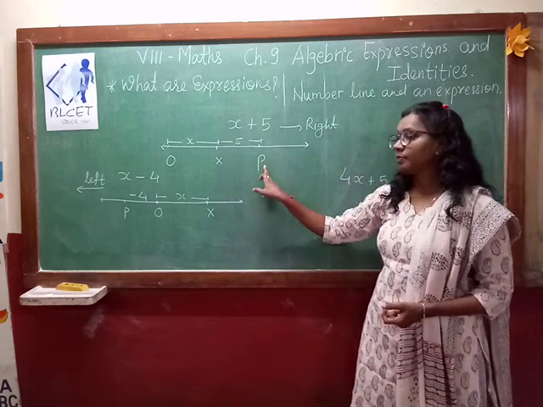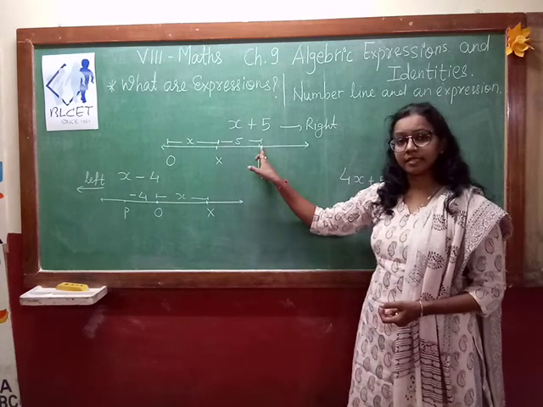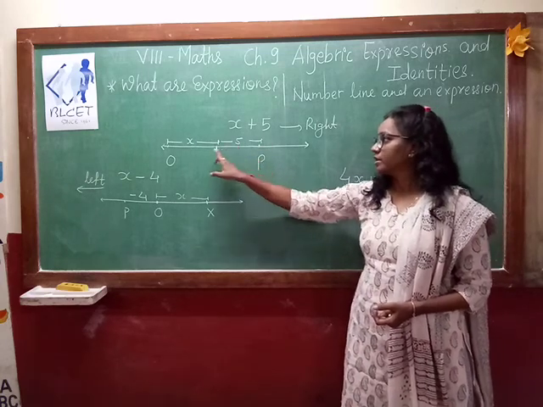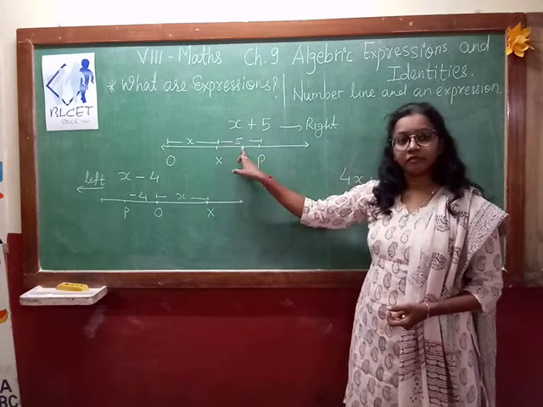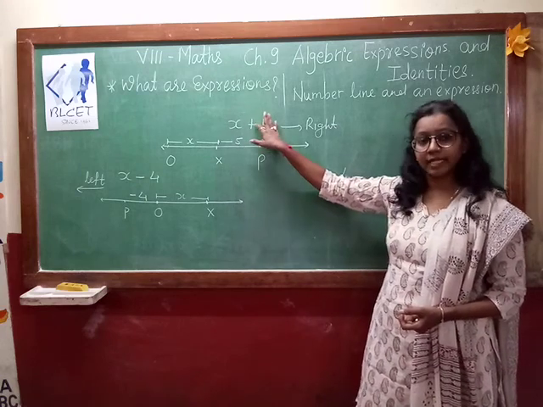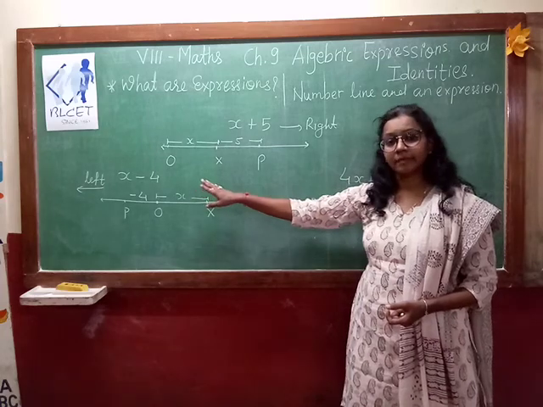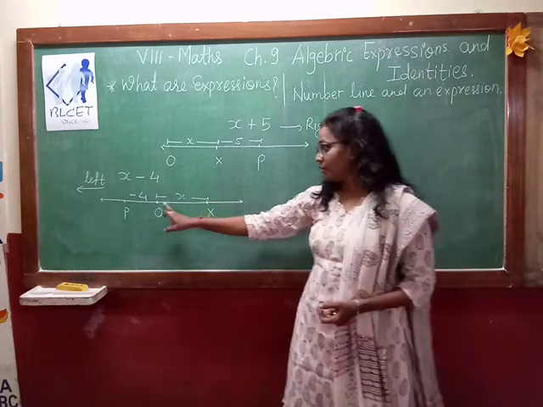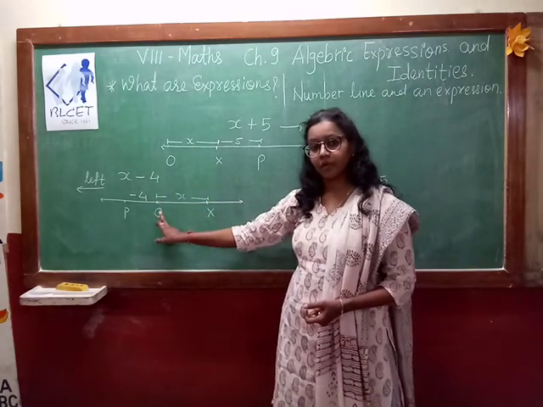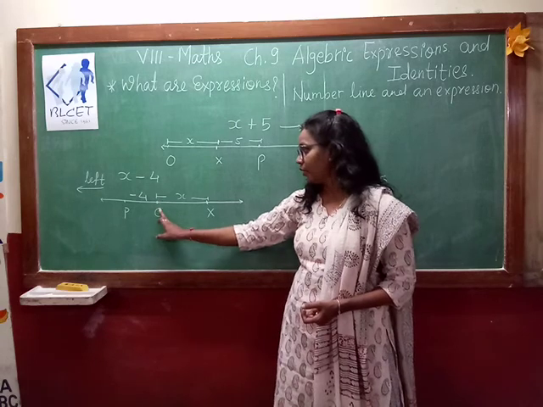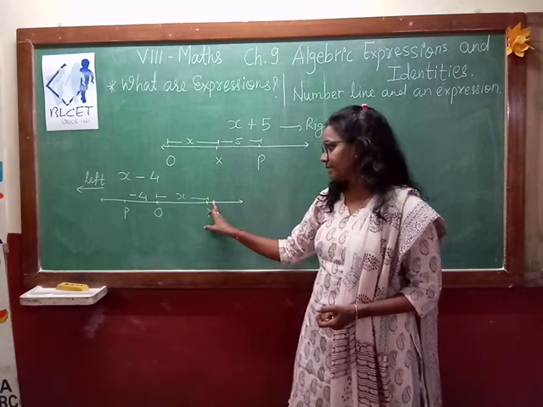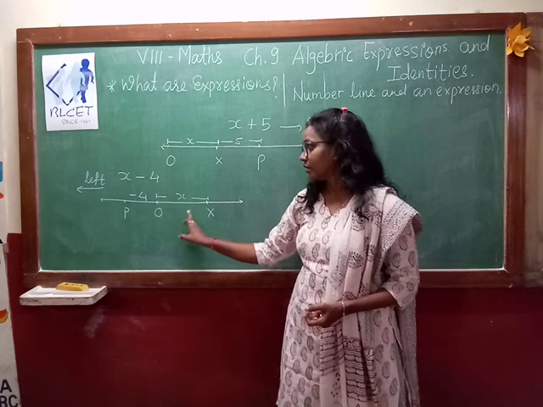So you will get the point P. From x to P the distance is 5 units. So this is x plus 5. This way you can represent x plus 5 on a number line. Suppose you want to represent x minus 4. Your origin, that is 0, or you can say O, this is your point O. So O to x is your x units.